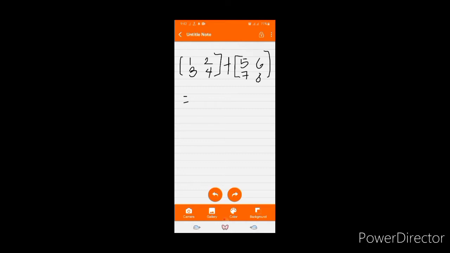In adding the two matrices, all we have to do is to add the entries with the same indices. So 1 plus 5 is equal to 6, 2 plus 6 is equal to 8, then 3 plus 7 is equal to 10, and 4 plus 8 is equal to 12. So that is the result.